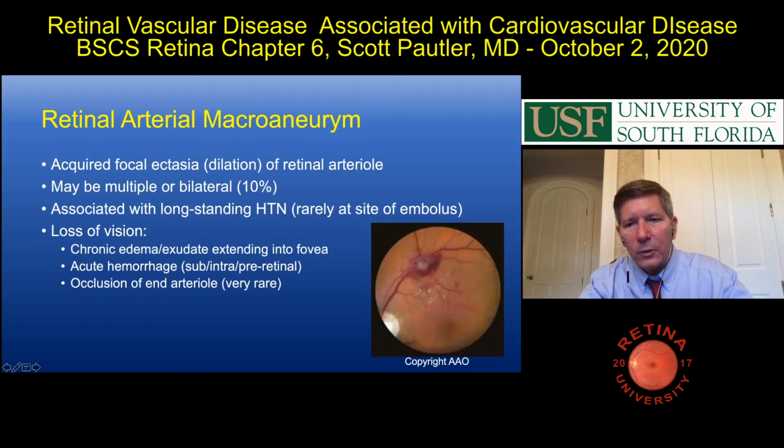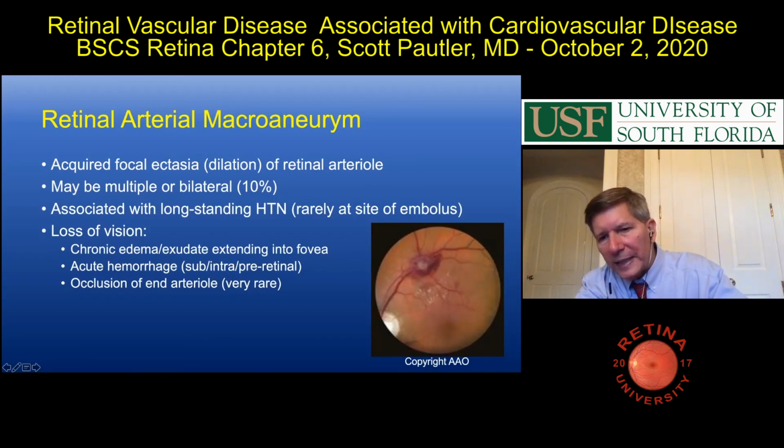Often you'll see the macroaneurysm just sitting there causing no problems at all. At other times, it's causing symptomatic loss of vision. The most common cause of loss of vision is chronic edema and exudates, as in this patient here, extending into the fovea. Acutely, though, they can bleed. There's a little bit of blood here, but that's asymptomatic.